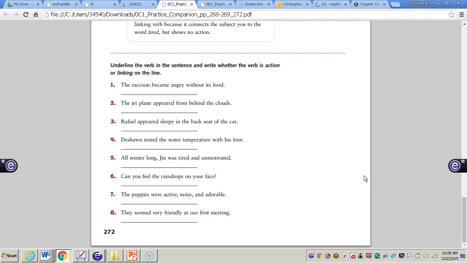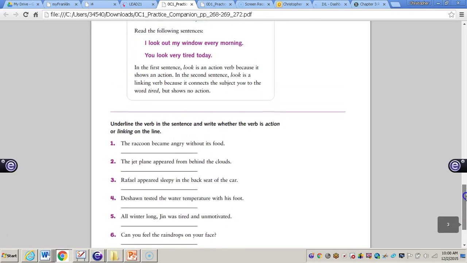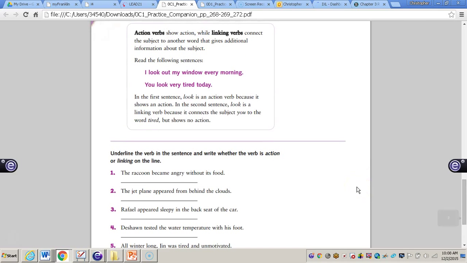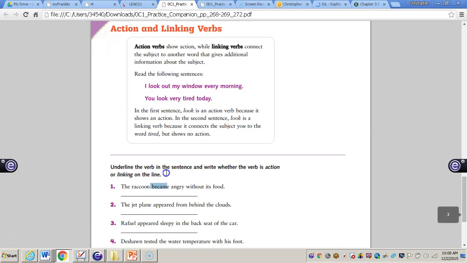So let's take a look at number 1. It says the raccoon became angry without its food. So we can see, what does an action verb do? It shows action. A linking verb connects the subject to another word that gives additional information about the subject. So we see became, and you'll need to underline that on page 272. Became will be the verb. Is it action or linking? That would be a linking verb because it connects the raccoon to being angry without its food. So you can write linking there on the line below.